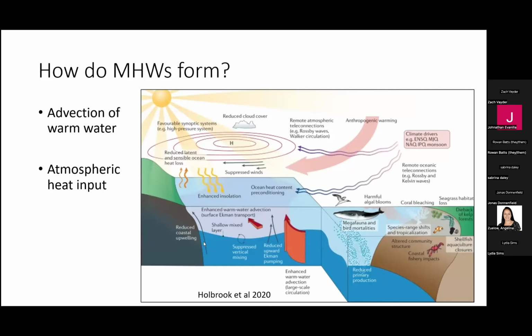Marine heat waves, as you know, have a variety of mechanisms of forming. And this work that we then did exposed the difference of heat wave formation when it was due to advection or when it was due to atmospheric heat input. And those two sources of heat into the ocean make a big difference on the biological response.